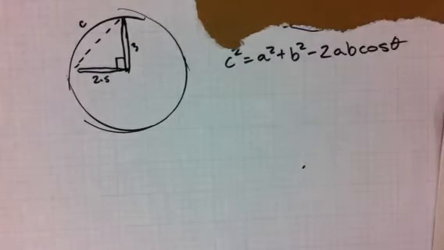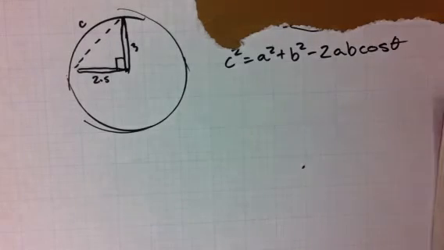Hello, I'll be solving a related rates problem. The problem states that the hands on a clock are approximately 3 meters and 2.5 meters in length. How fast is the distance between the tips of the hands changing at 9 o'clock? That's what I've drawn here.